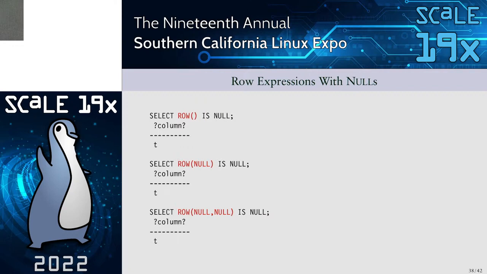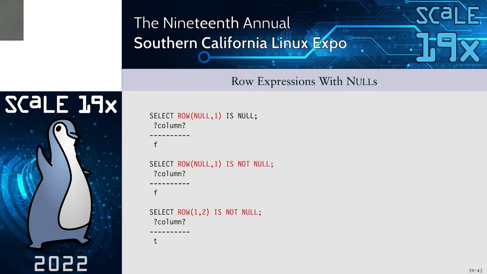Row expressions, this is kind of interesting. This is very Postgres specific. Is an empty row null? Yes, it is. Is a row with a null in it null? Yes, it is. And are 2 nulls a null? Yes, it is.